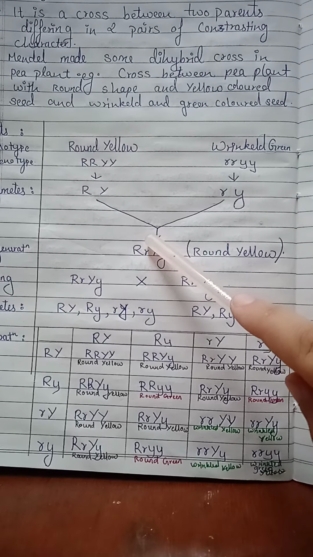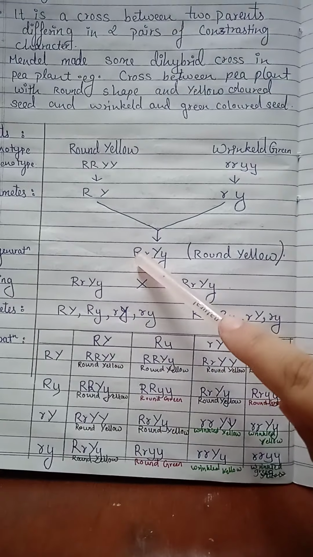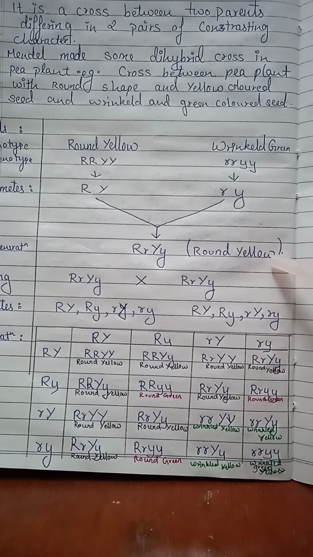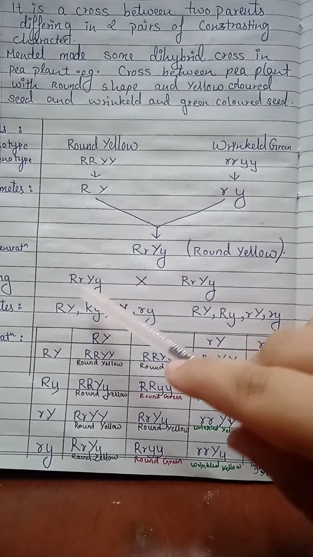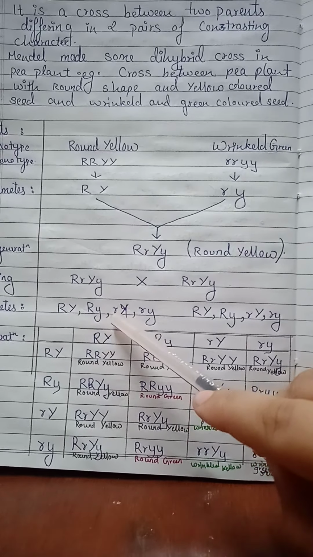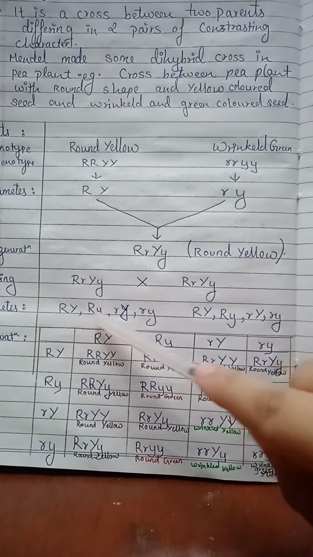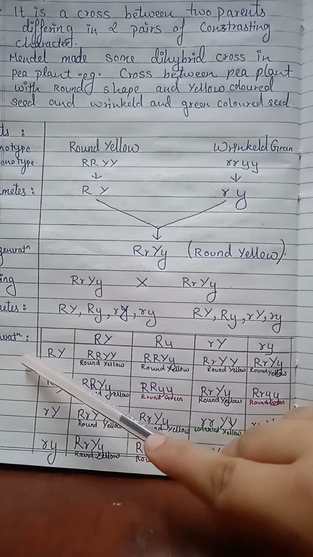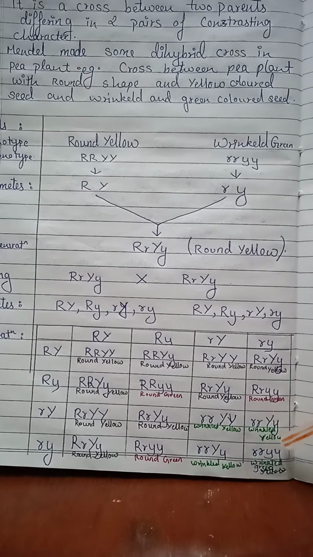Now, we take the gametes, that is capital R, capital Y, small r, small y. Now, we pollinate this, and the F1 generation that we get is capital R, small r, capital Y, small y, which is round yellow. Now we do the selfing of this round yellow plant, and we get the gametes as capital R capital Y, capital R small y, small r capital Y, small r small y. Now crossing will take place between these gametes to produce the F2 generation. Then using the Punnett square, we get the information of the F2 generation.